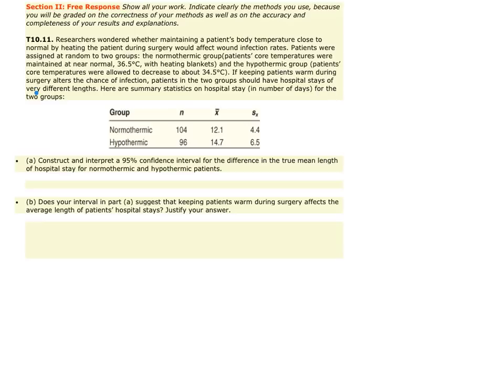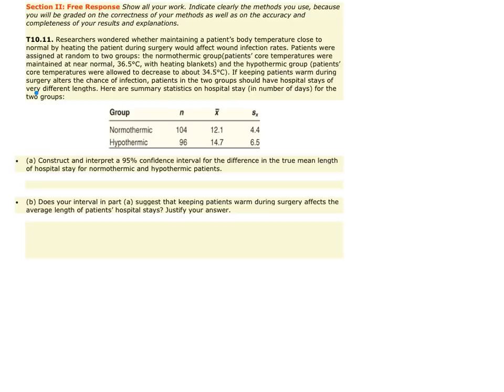So the normothermic group, we had a sample size of 104, the mean, and the standard deviation. The hypothermic group, 96 is our sample size, the mean and the standard deviation. Construct and interpret a 95% confidence interval for the difference of the true mean length of the hospital stays for normothermic and hypothermic patients. So when you're going to do this, remember, when they want you to do a confidence interval, you have to do state, plan, do, and conclude.